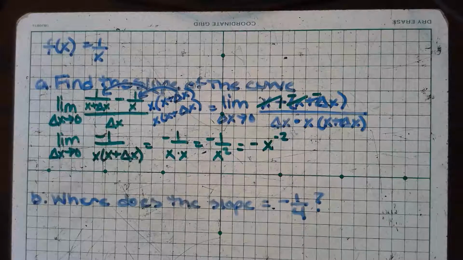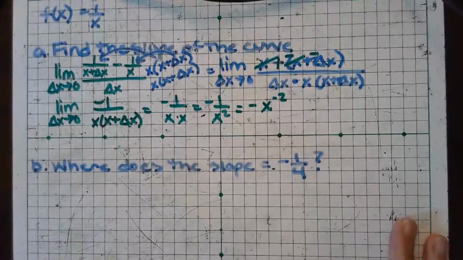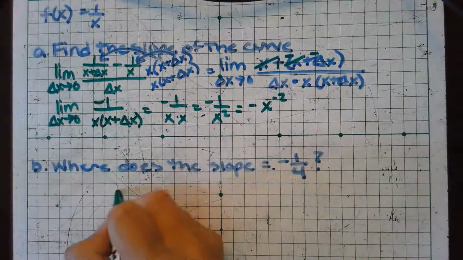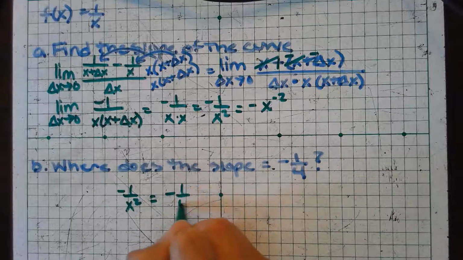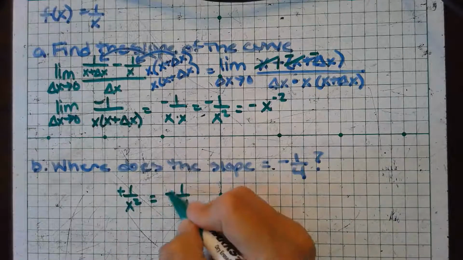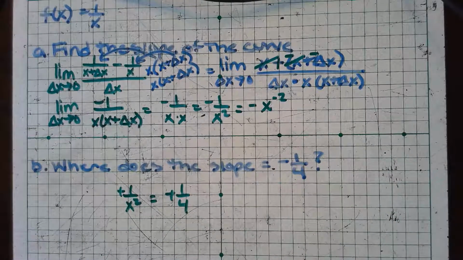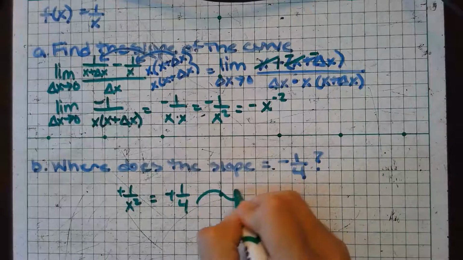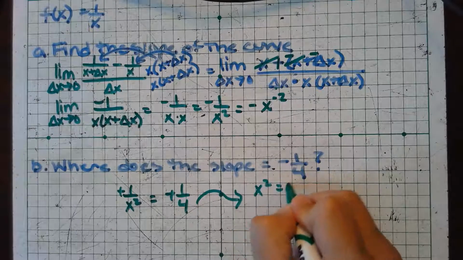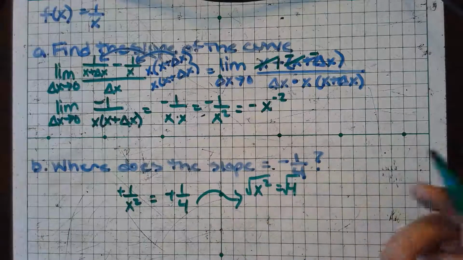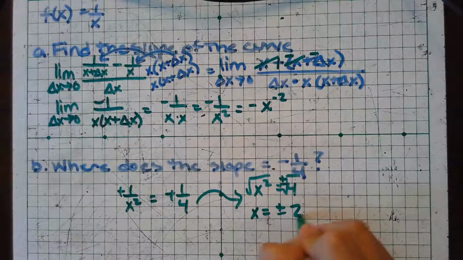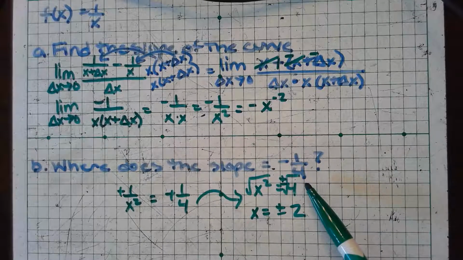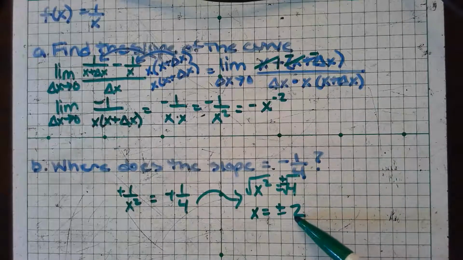Now, where does the slope equal negative 1/4? So, where does this negative 1 over x squared equal negative 1/4? Well, here the negatives can cancel out. And if you want to think of this as a proportion, you can. You end up with x squared equaling 4. And when we take the square root, what do you need to know about square root? Plus or minus. So x equals plus or minus 2. So where does the slope equal negative 1/4? Both at positive and negative 2.